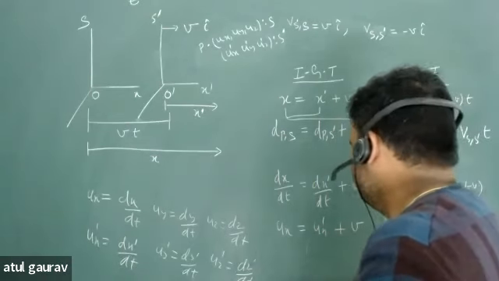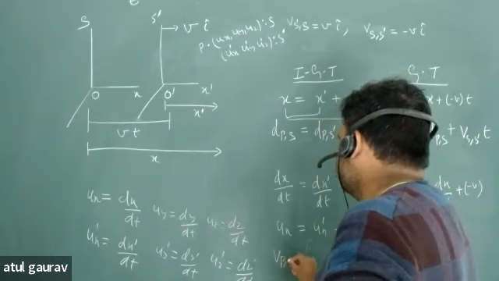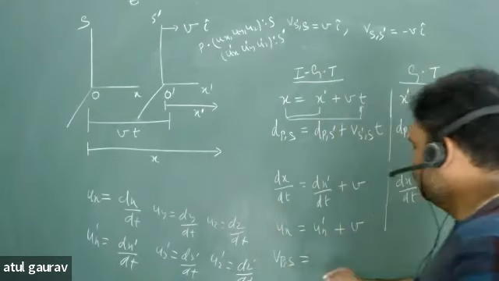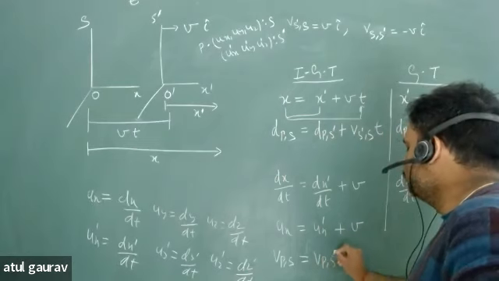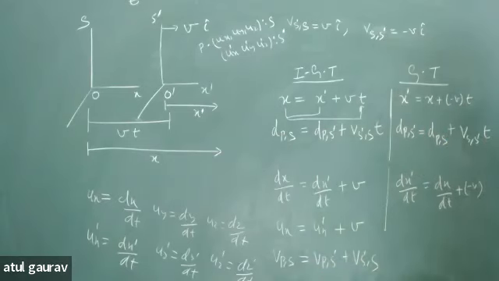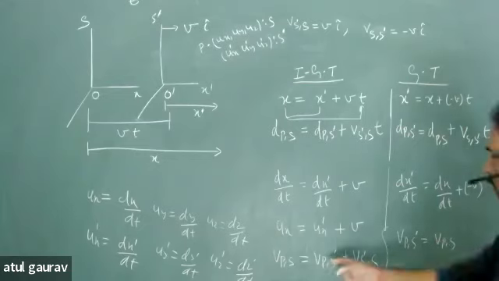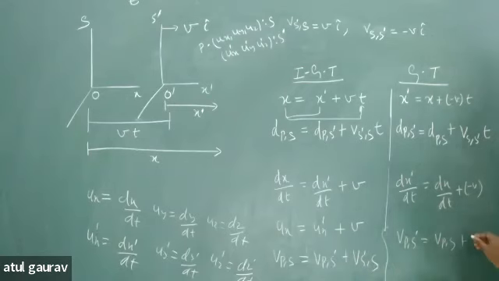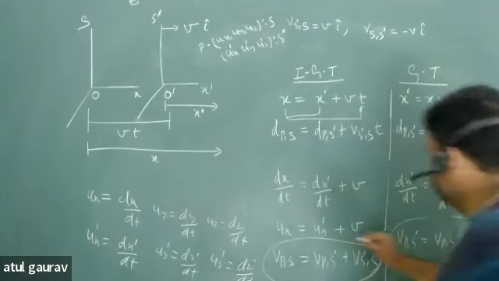What is ux? This is nothing but the velocity of a particle with respect to the S frame, which is equal to the velocity of the particle with respect to S dash plus the velocity of S dash with respect to S. The same idea we can execute here also. So the velocity of a particle with respect to S dash is equal to the velocity of the particle with respect to S, and here I can change S to S dash, plus the velocity of S with respect to S dash. Look at this thing, it is magical. This is a magical thing.